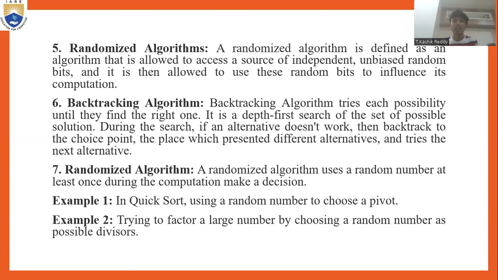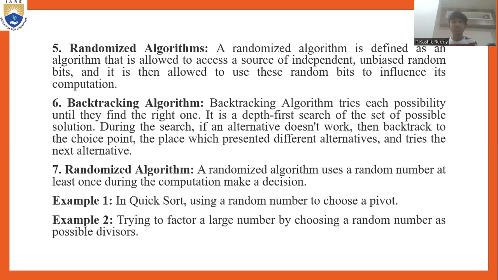Next, backtracking. A backtracking algorithm tries each possibility until it finds the right one. So it tries each and every possibility that is possible and finds the right one. It is a depth first search of the set of possible solutions. During the search, if an alternative does not work, then backtrack to the choice point, the place which presented different alternatives, and try the next alternative.